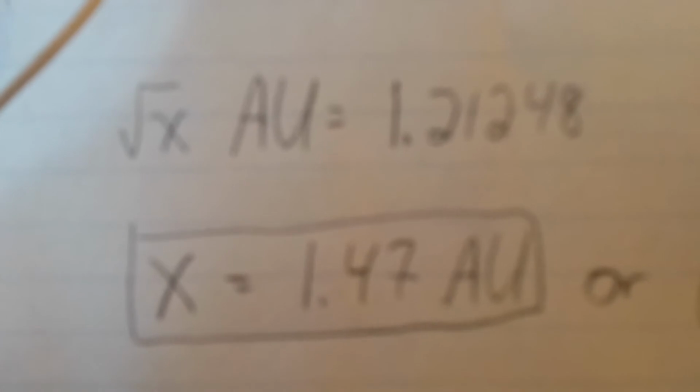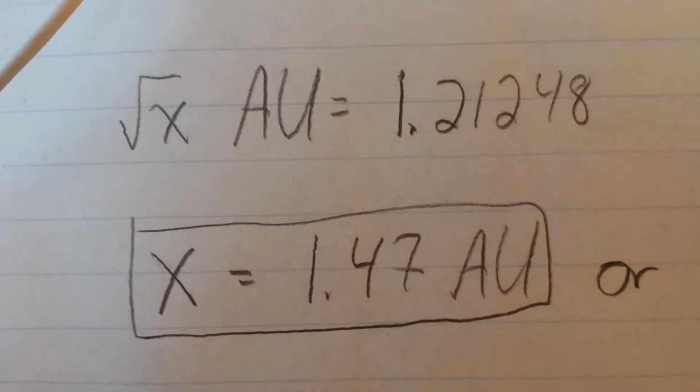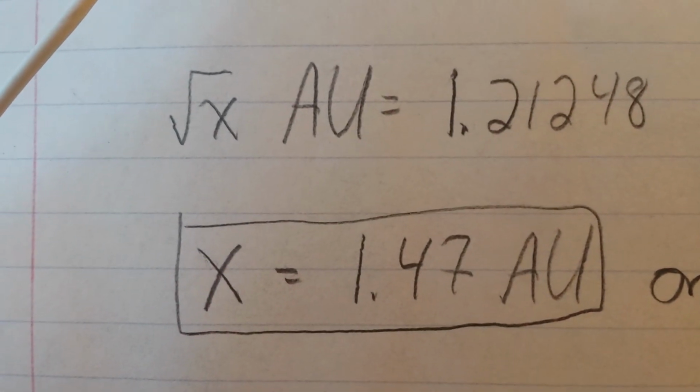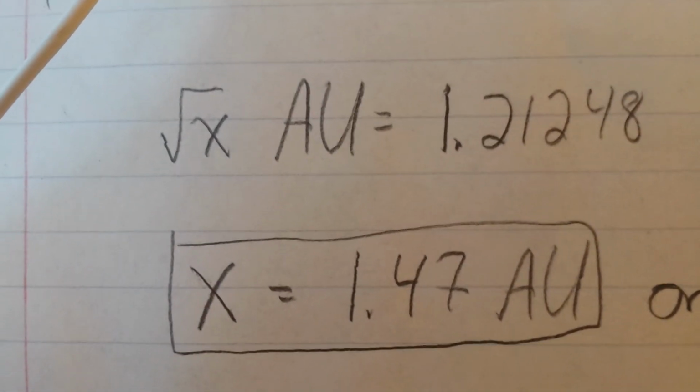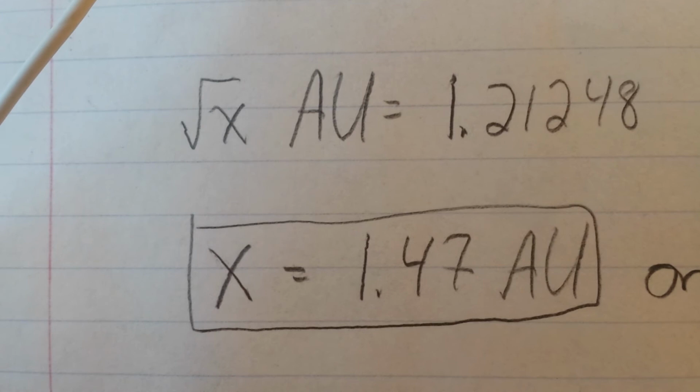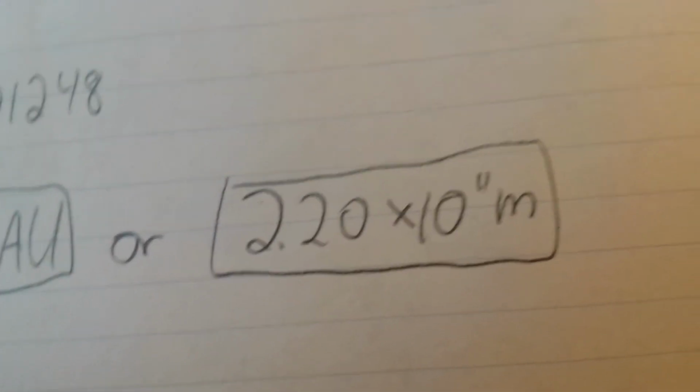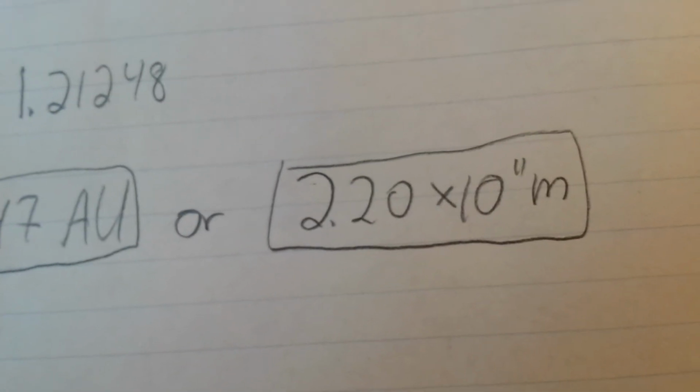You get your answer of x is equal to 1.47 astronomical units, which converted into meters, at a unit conversion of approximately 1 astronomical unit is 1.5 times 10 to the 11th meters, would get you 2.2 times 10 to the 11th meters. And that's your answer for Part B.